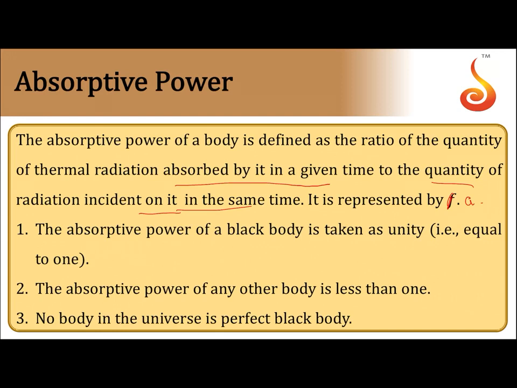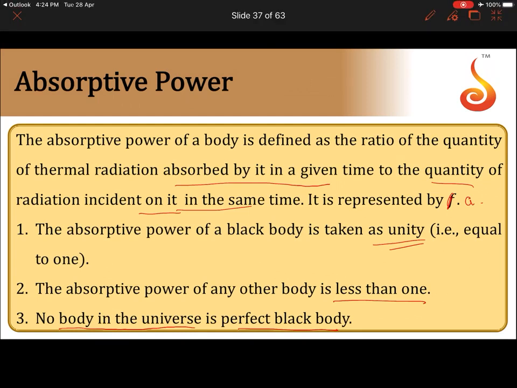The absorptive power of a black body is taken as unity, that is equal to 1. So the absorptive power of any other substance is less than 1. If it is not a black body, it is less than 1. For a black body, it is highest, that is equal to 1. No object in the universe is a perfect black body. A perfect black body is just an approximation.